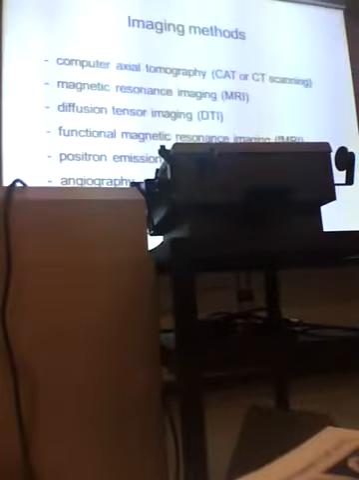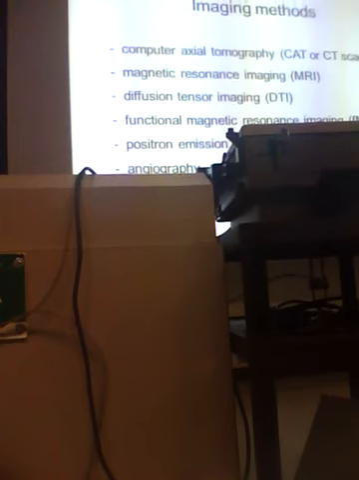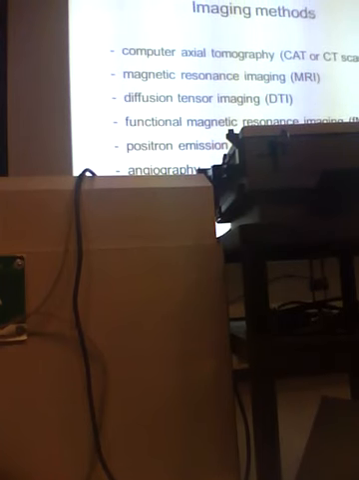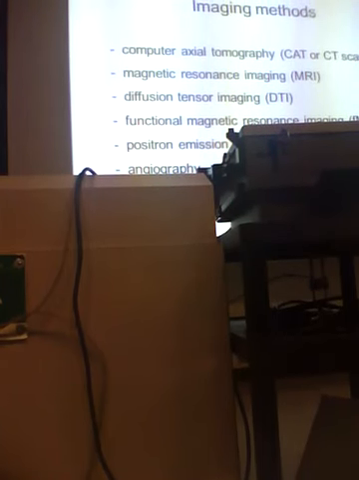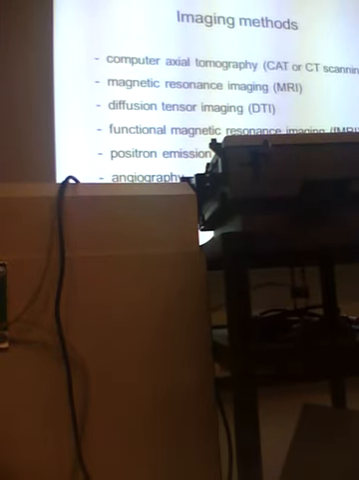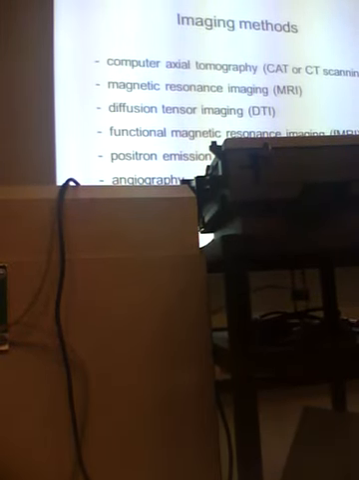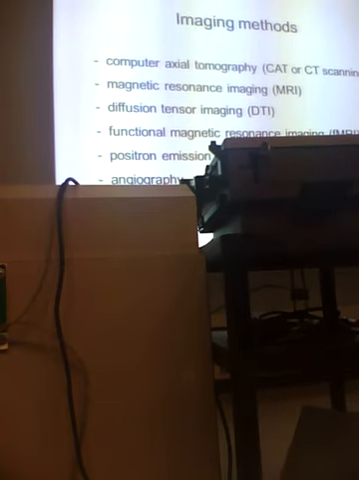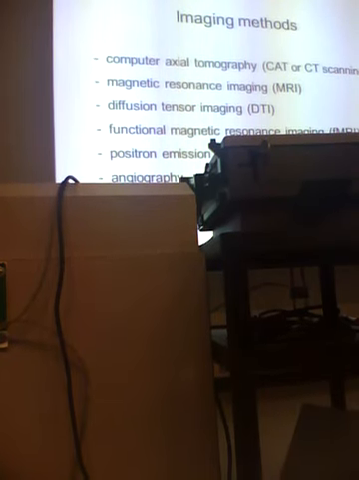Let's go to these imaging methods. Now these are things you should know about in great detail because they're used so commonly in neurology and research. Computer axial tomography or CAT scanning or CT scanning. This is probably the most common technique that's used in hospitals. It's relatively cheap and it can give you quick information. MRI, I'm going to talk about more of these.